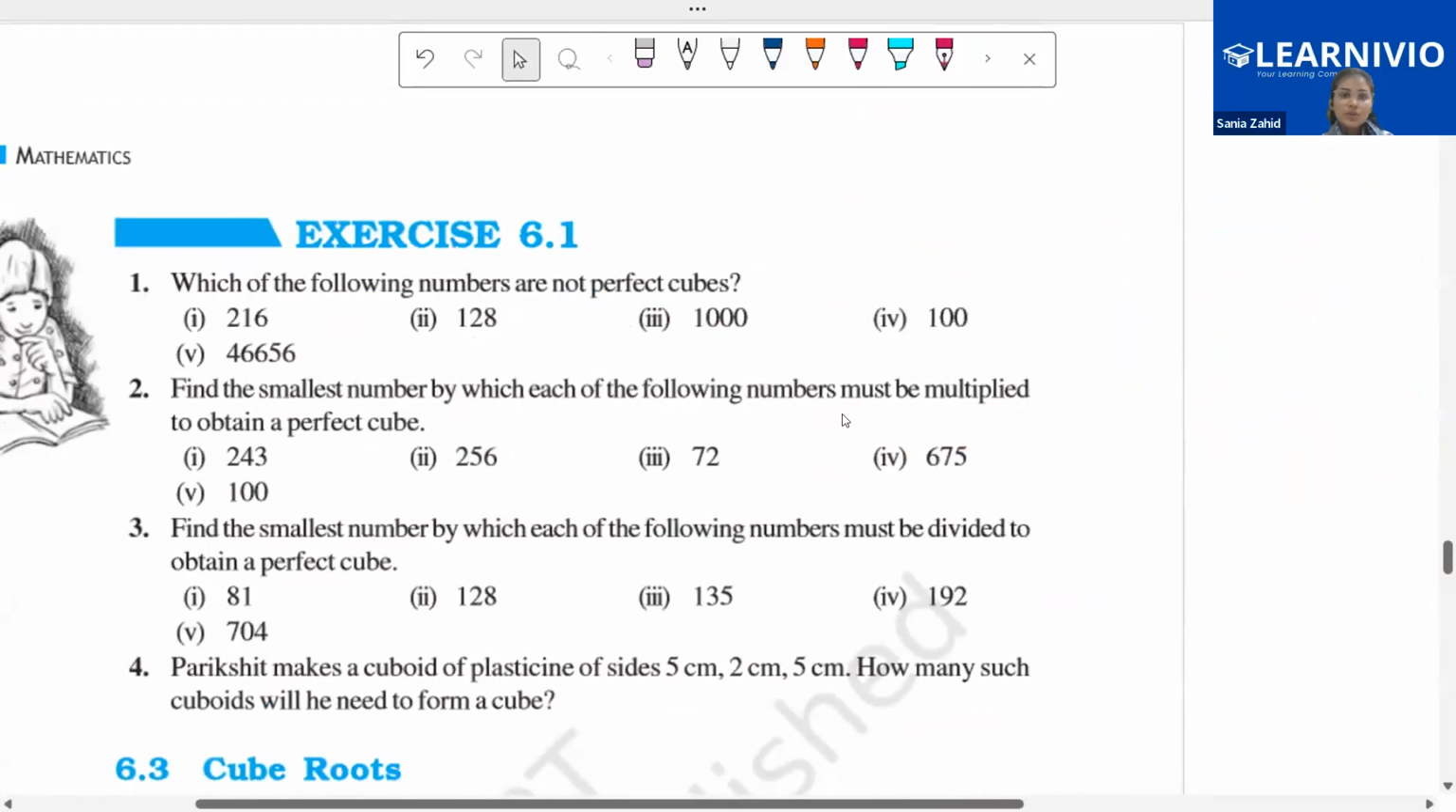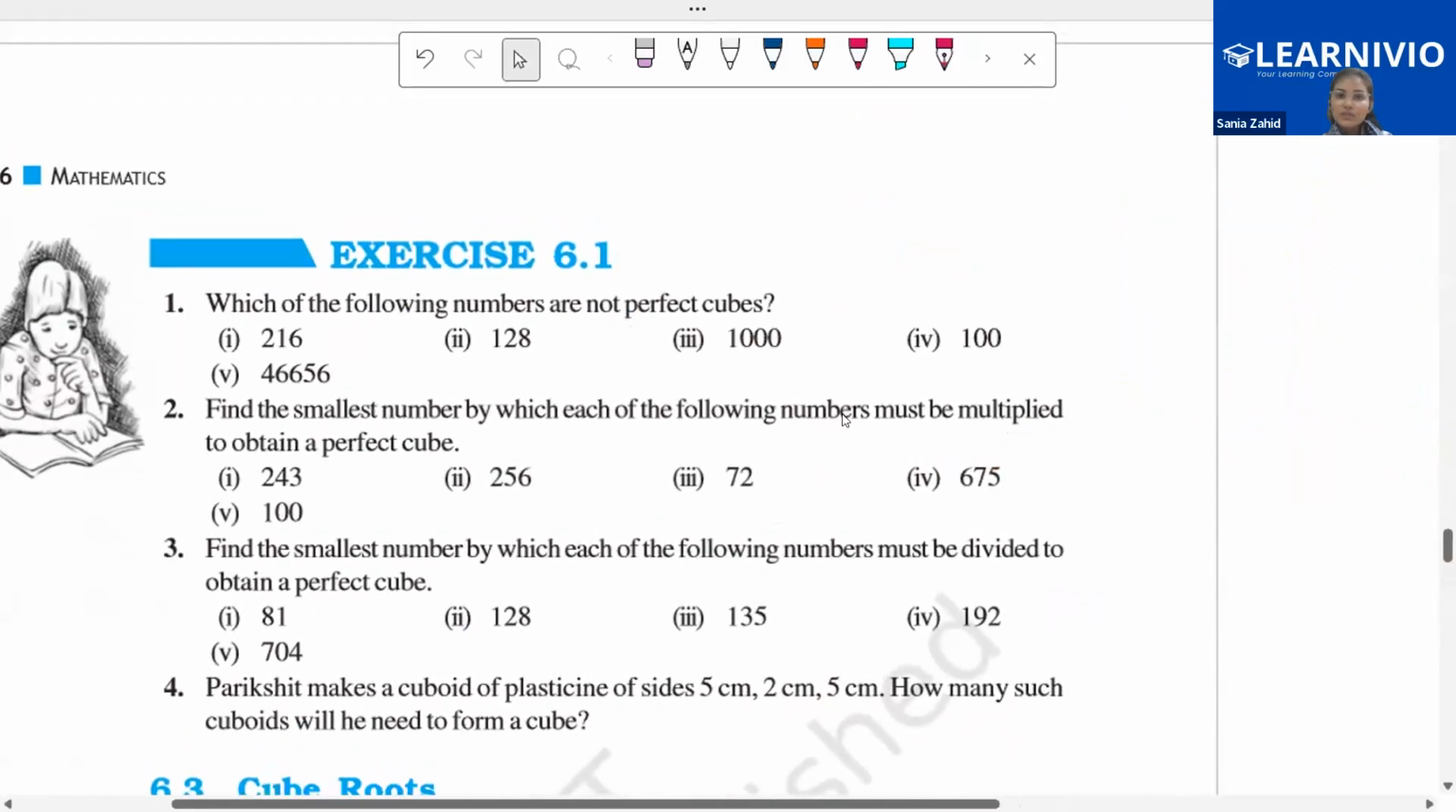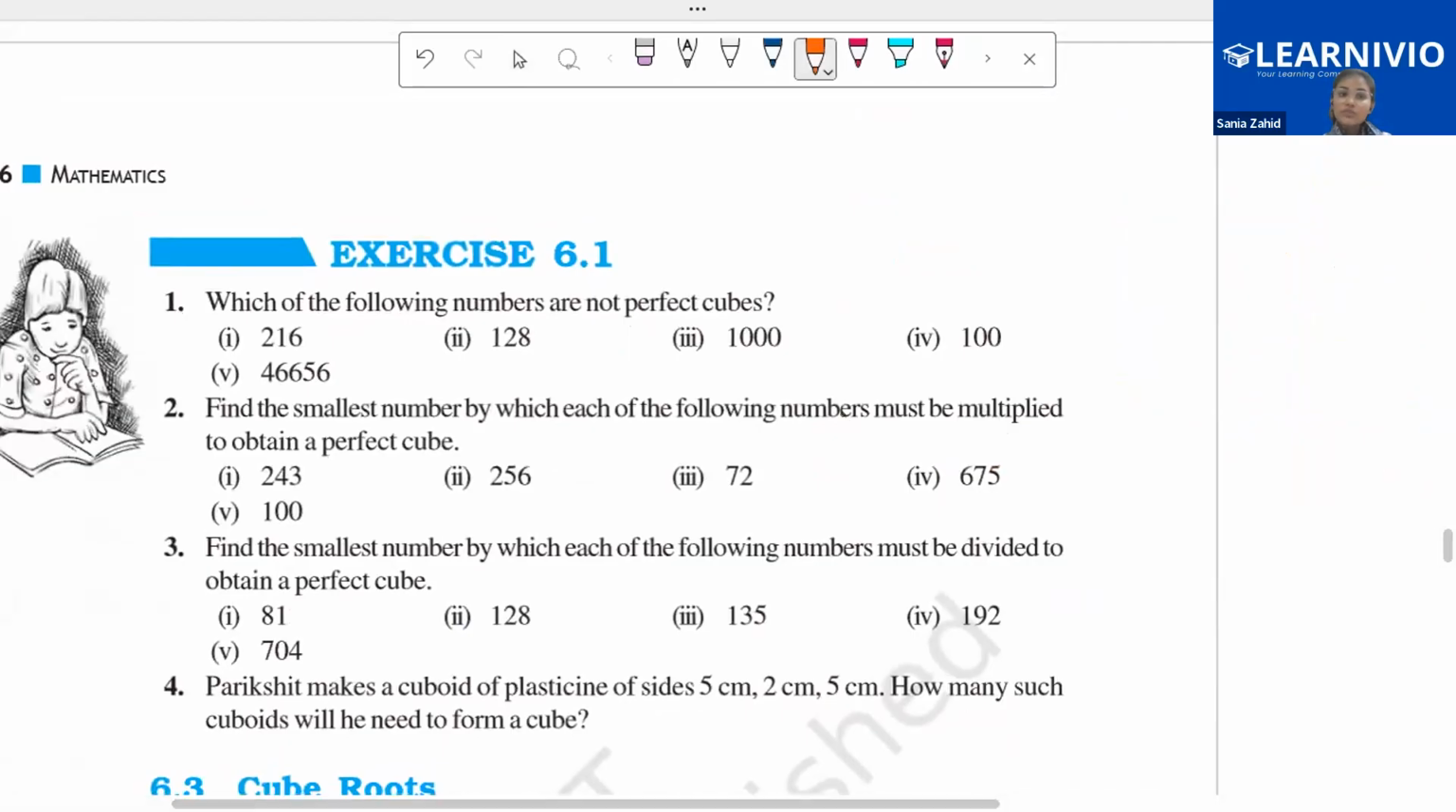Okay. So now the question is, which of the following numbers are not perfect cubes? So how will you check? You'll do the prime factorization. I'll check one by one. So children, do one thing. Just do the alternate questions. Do only the ones that I'm tick marking. First, third, and fifth. Okay, do these, and then we'll move ahead.